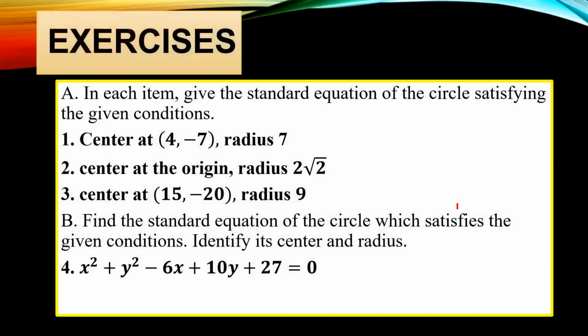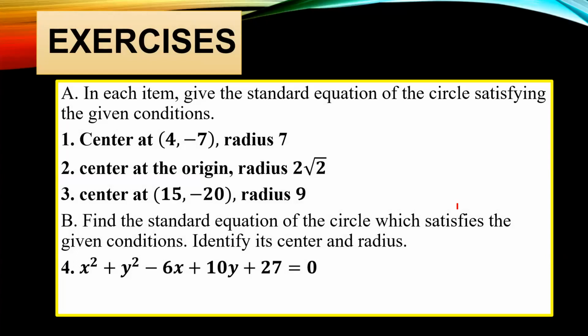So before I proceed, I have here a practice exercise. You can do this in order for you to master our lesson. We have letter A. In each item, give the standard equation of the circle satisfying the given conditions. Number 1, center at 4, negative 7, radius 7. Number 2, center at the origin, radius 2 square root of 2. Number 3, center at 15, negative 20, radius 9.